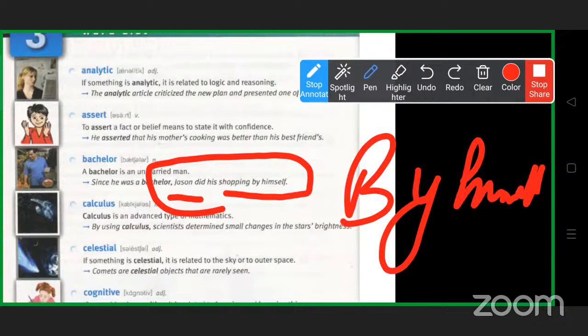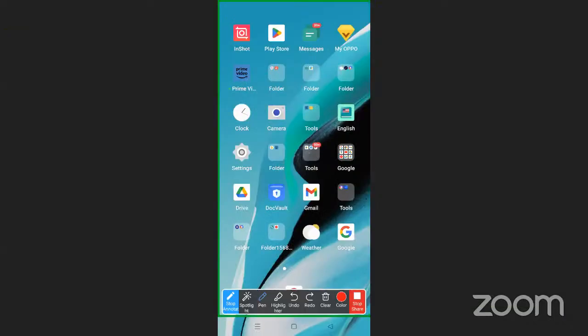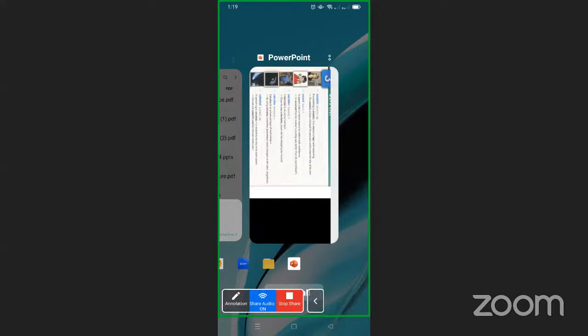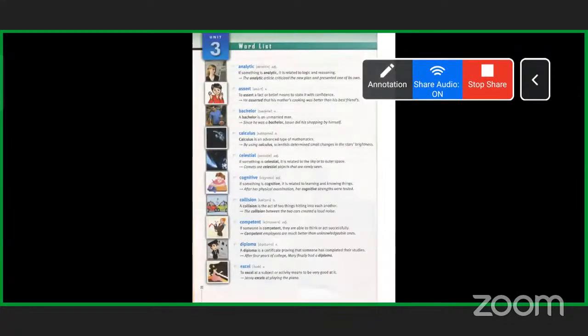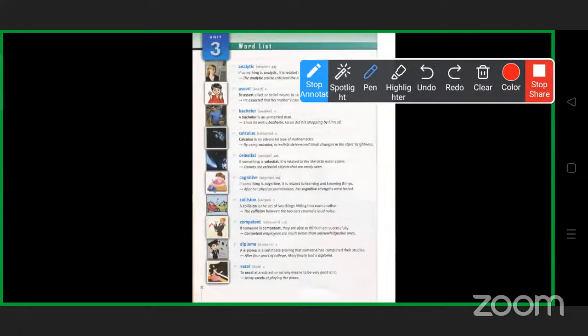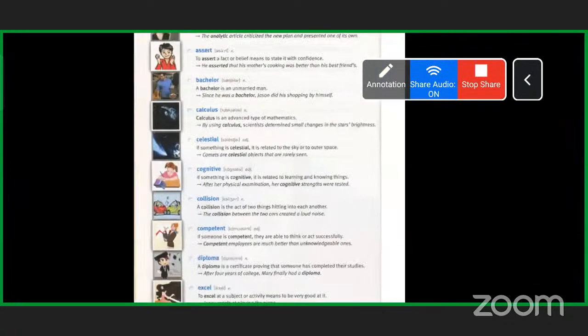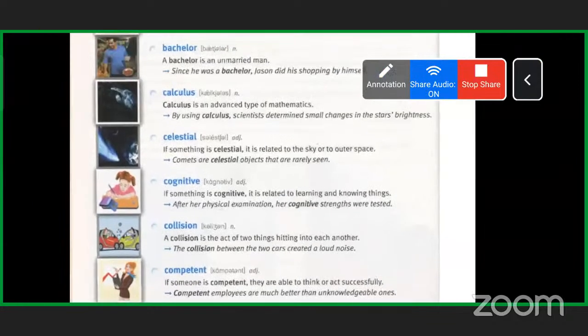Okay, himself. That means he did it on his own. It means that. Just a minute. Sorry for that fluctuation, just because I'm unable to handle the screen right at the moment on mobile.